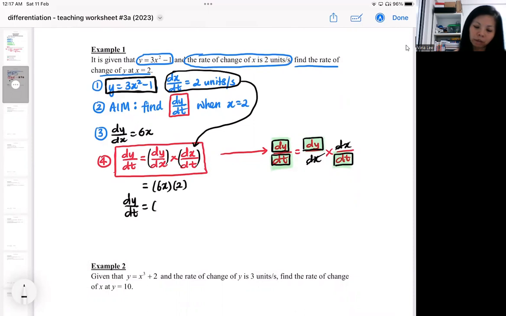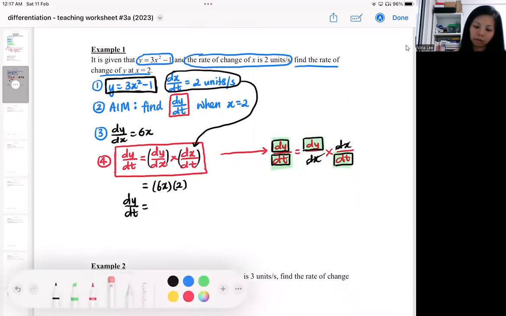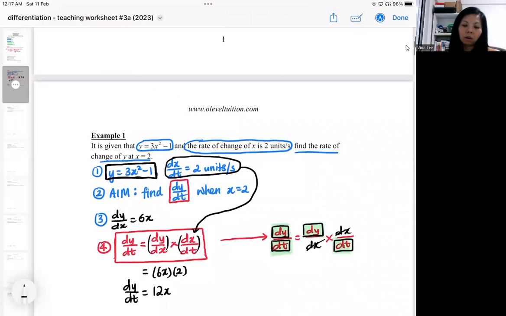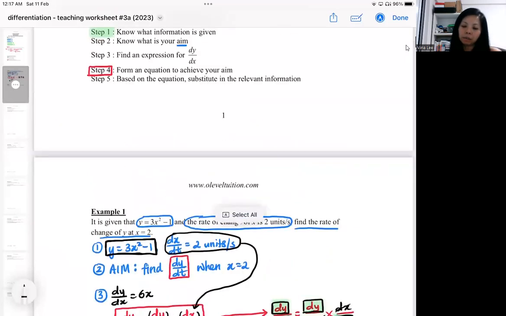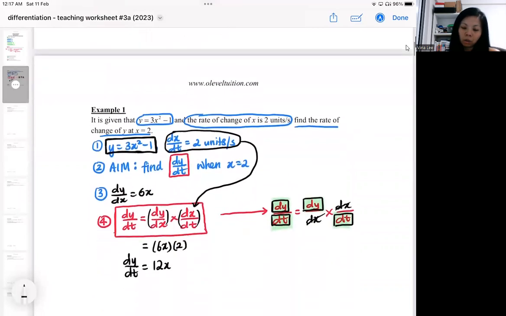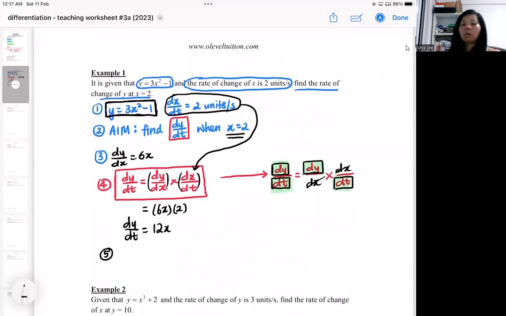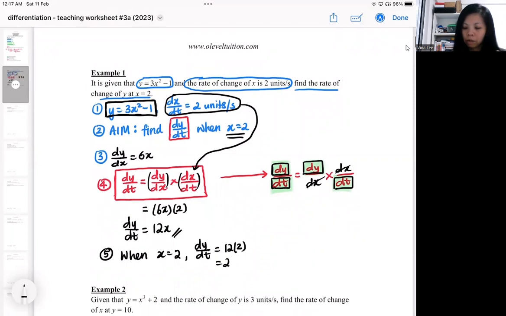I will suggest you get the formula first, and then you apply your step 5. Step 5, you got to sub in the relevant value information. What information are we talking about? I need to sub in x equal to 2, because the question asks for dy dt when x equal to 2. So my approach is I get the formula for dy dt first, so I can earn a method mark for this. And then when x is equal to 2, my dy dt is equal to 12 times 2, which is 24 units per second.